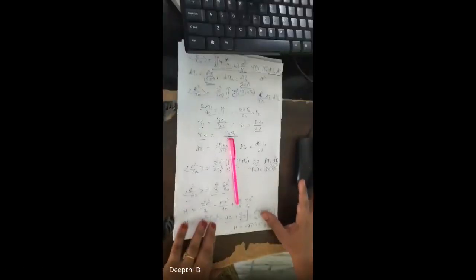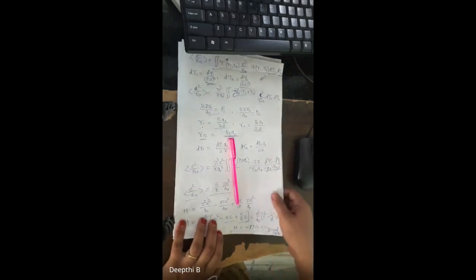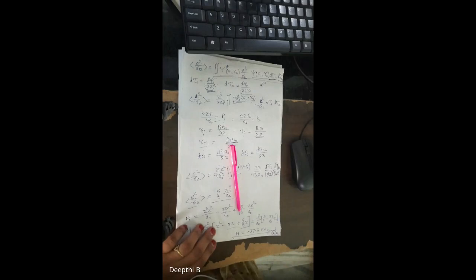In our next class, we will study the Lande interval rule. Actually, this Lande interval rule is the same as in your atomic and molecular physics. You just wrote the exam, no? Yes, very much, ma'am. It is similar, so you just see once this Lande interval rule, and if there is any problem, ask me.